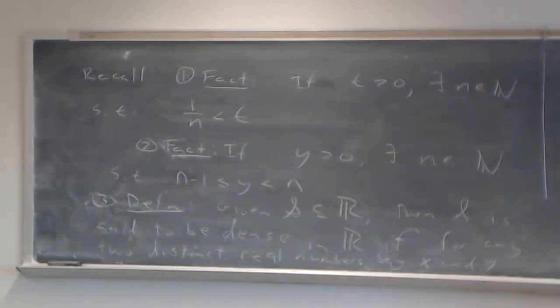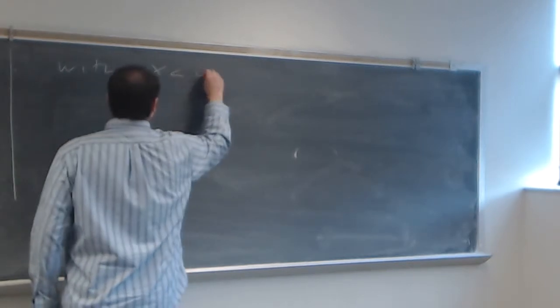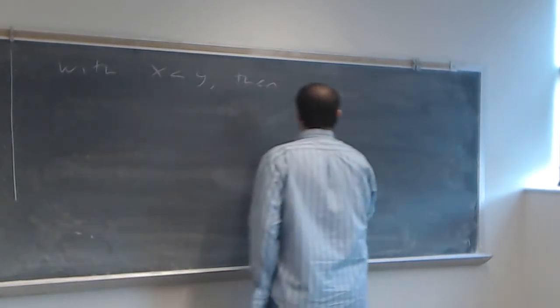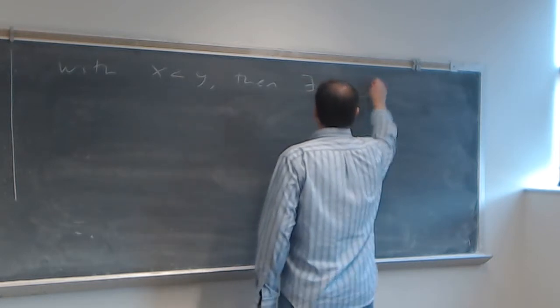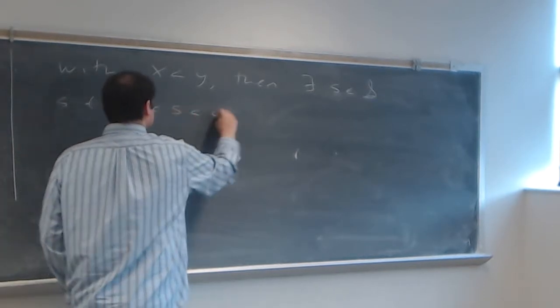When we say we've got 2 distinct real numbers, x and y, they're not the same numbers. If they're not the same numbers, one of them is bigger. And it doesn't matter which one's bigger, we got one that's bigger. So, symbolically, with x less than y, then there exists an element s of S such that x is less than s, less than y.